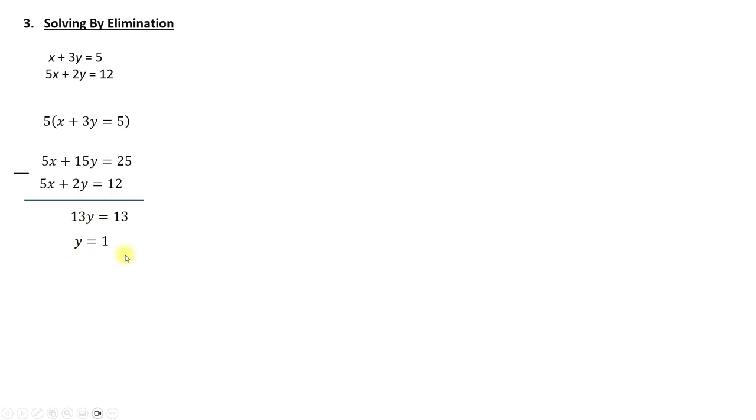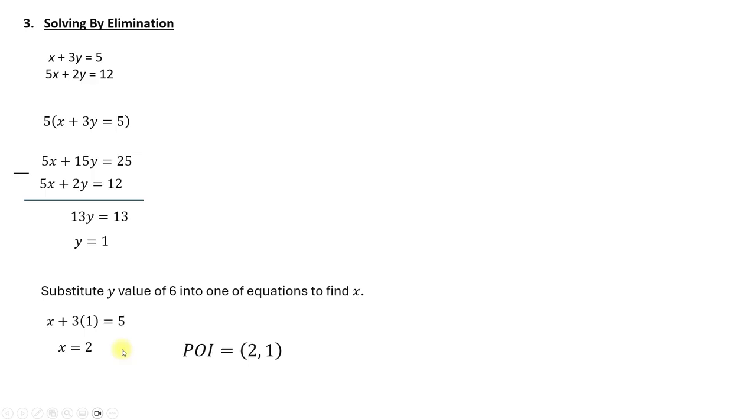Once we have a value for one of our variables, we can take that value and plug it back into one of the equations. We'll plug it back into this one. So we'll take that 1 that we came up with, plug it into the equation, and solve for x, and we get a value of 2. So our point of intersection or solution is 2, 1.